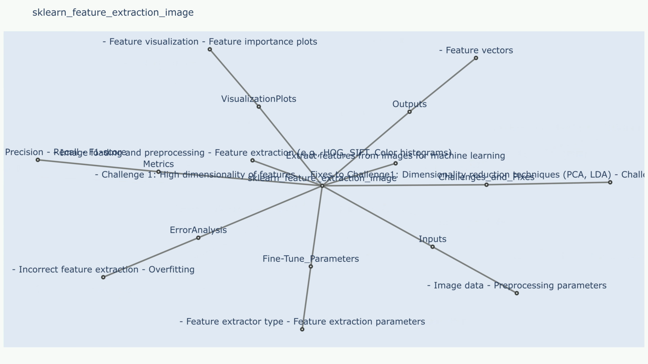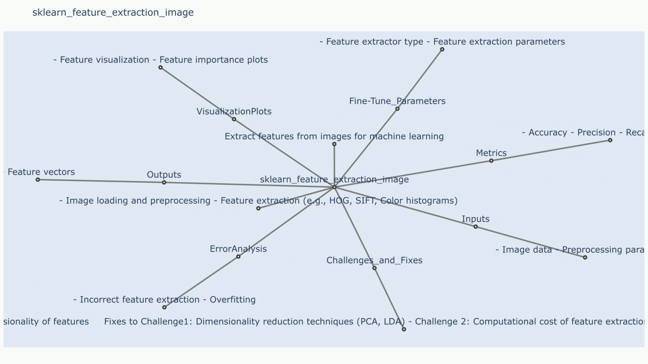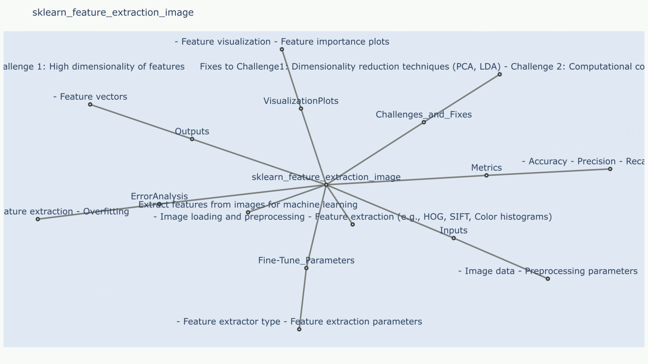Inputs. Input 1, image data. This could be a single image or a collection of images. Images can be loaded from different formats, such as JPG, PNG, or TIFF, using libraries like OpenCV or PIL. Input 2, preprocessing steps. Image data may require preprocessing before feature extraction. This can include steps like resizing, normalization, and color space conversion to prepare the images for analysis.